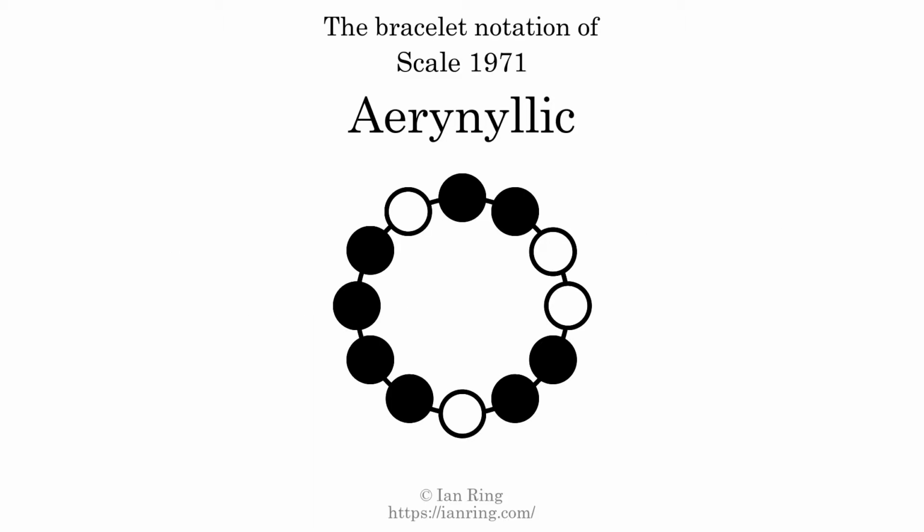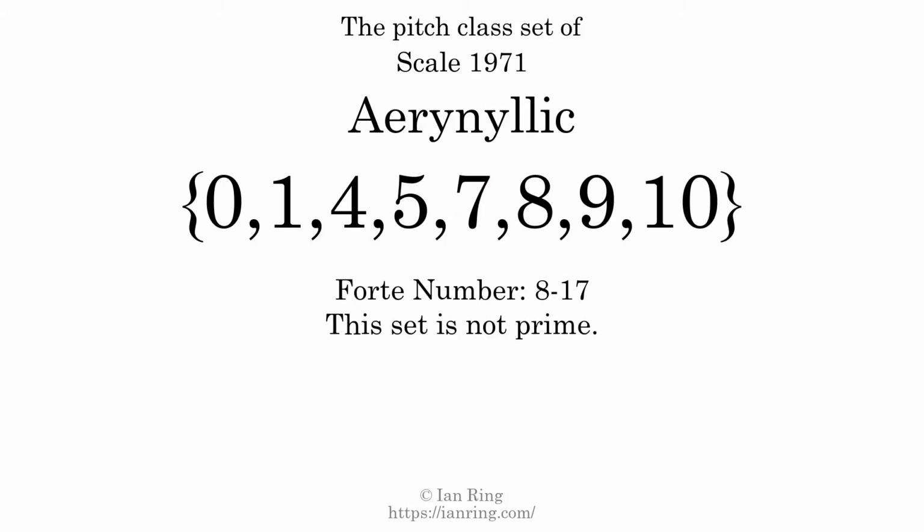This is a bracelet notation diagram of scale 1971. The shaded circles represent tones that appear in the scale, and they are read clockwise, starting at the top. The pitch class set for this scale is 0, 1, 4, 5, 7, 8, 9, 10. The forte class is 8-17. This set is not prime.